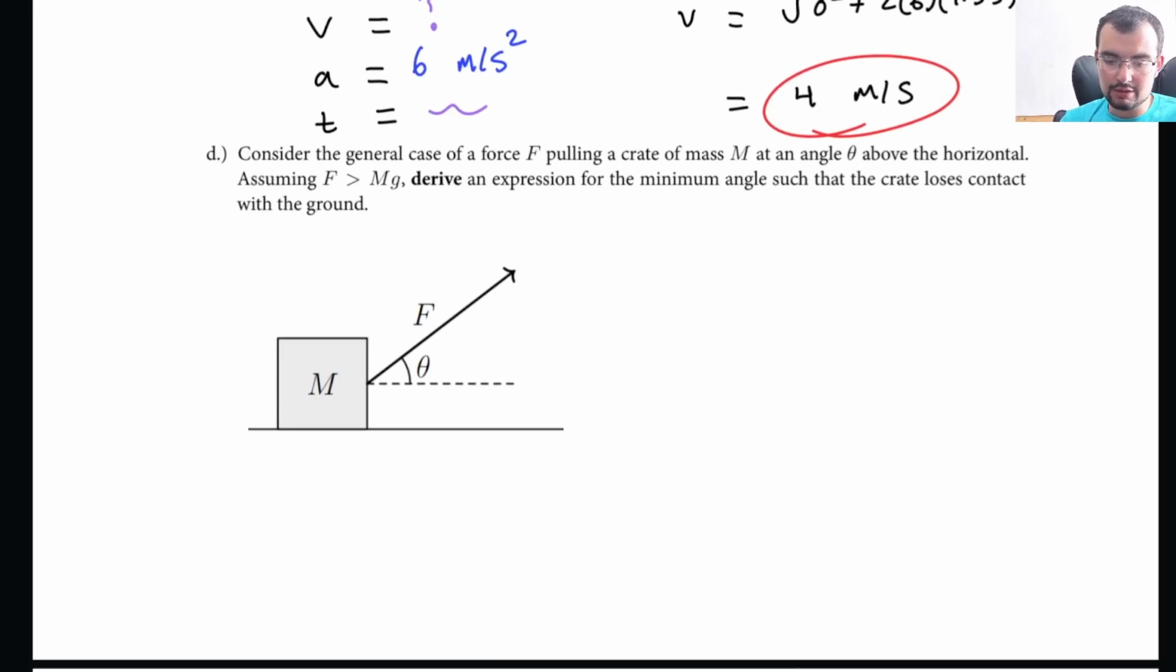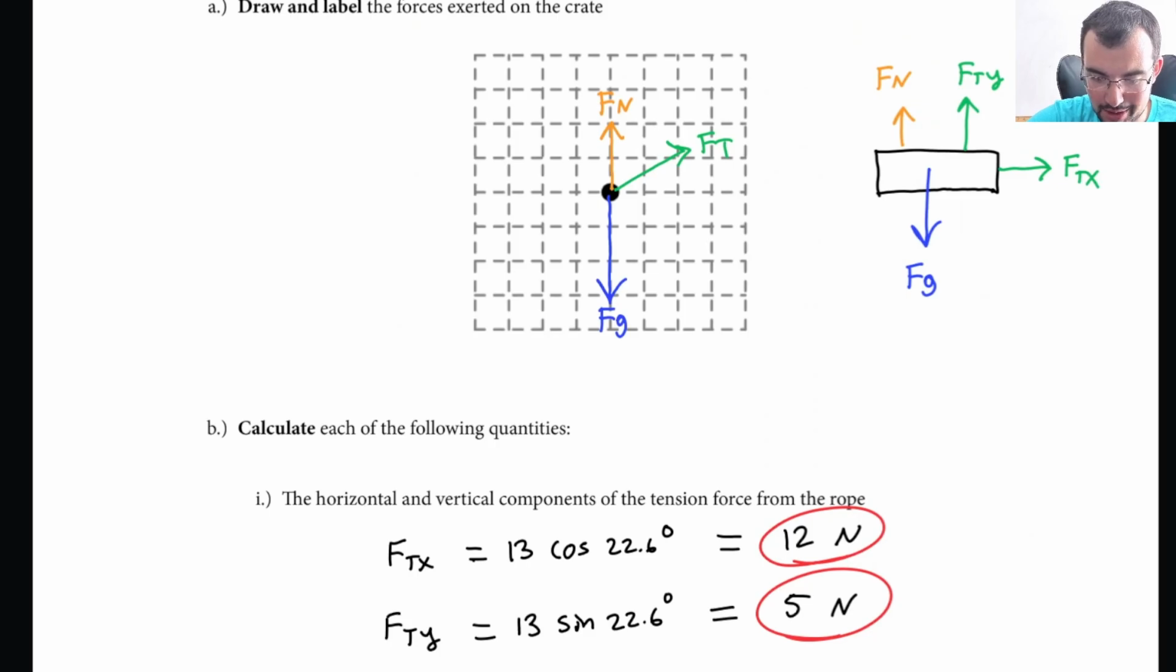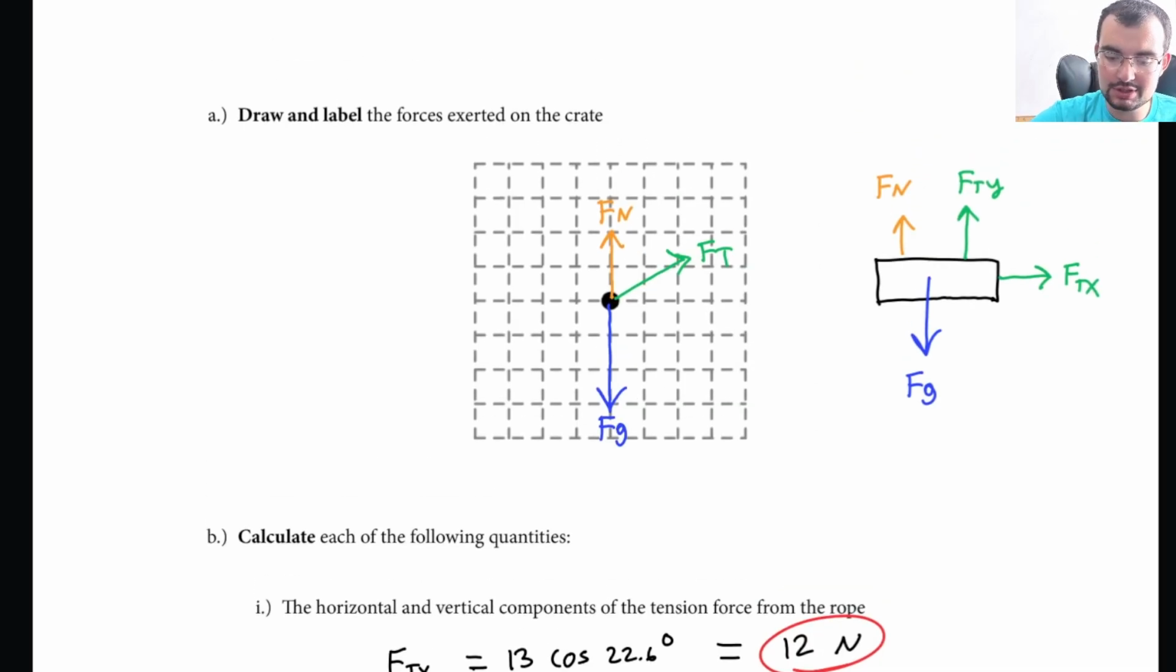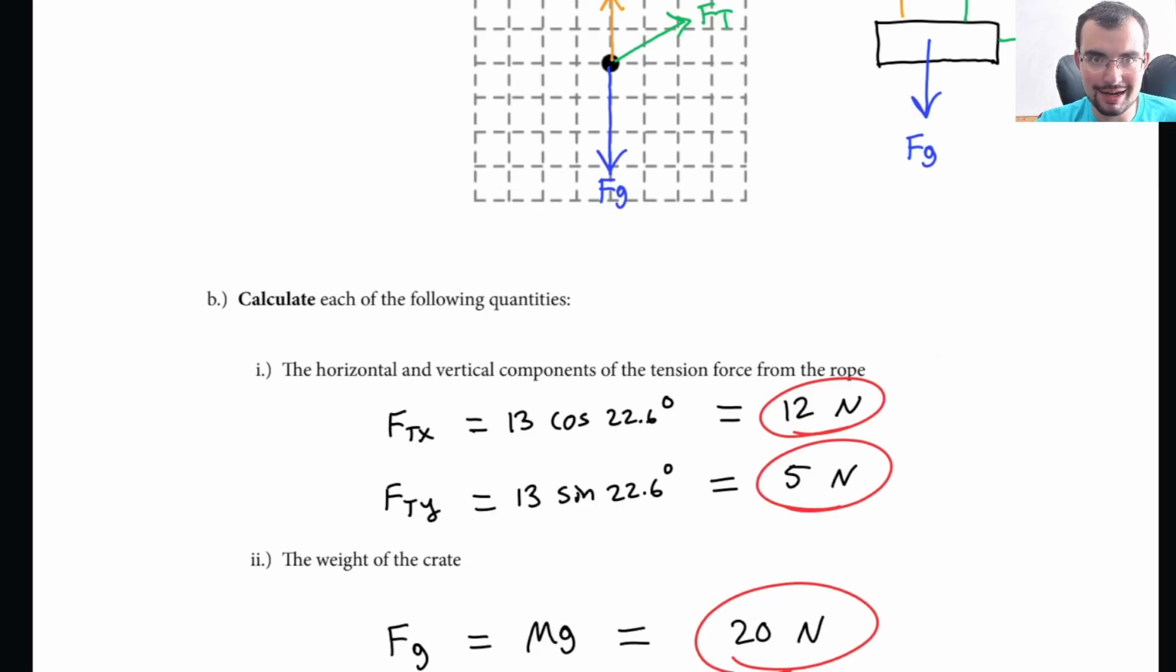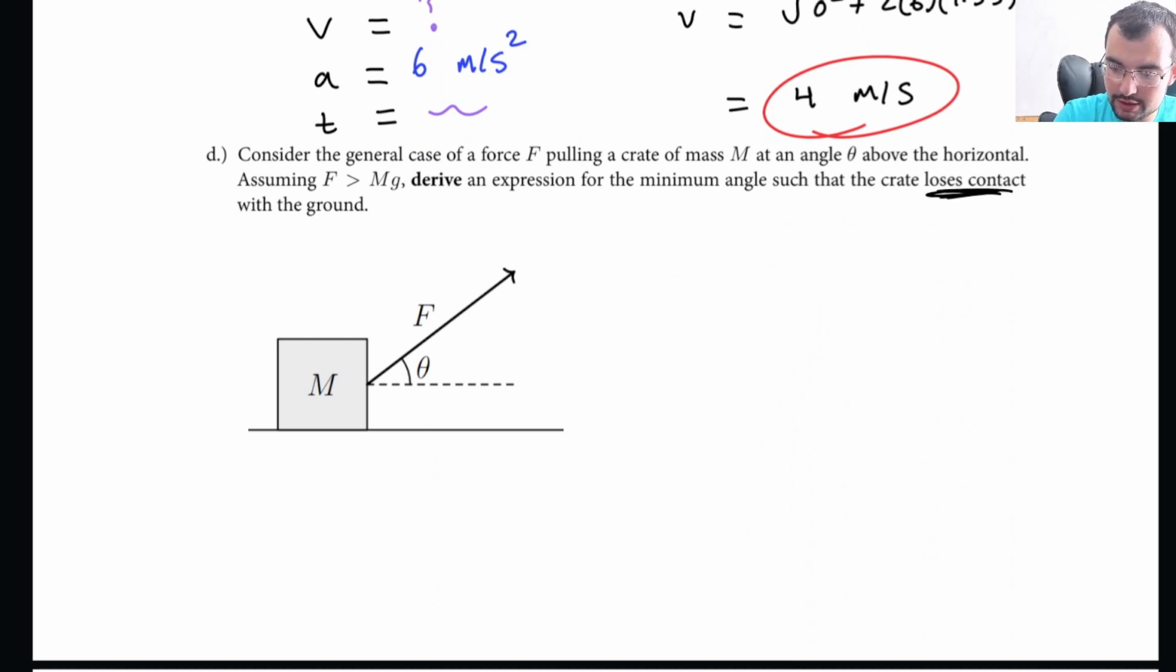All right, now we'll look at the general case of this, where the crate is being pulled with a force larger than its weight. And in this case, there exists a maximum angle that you can pull at before the crate loses contact with the ground. So this is actually something I've run into messing around with my free body diagrams, because you'll see that if you make this tension force too big, it'll balance gravity by itself, and you'll be left with no normal force, which means it's not in contact with the ground. So this is a very important scenario to know.